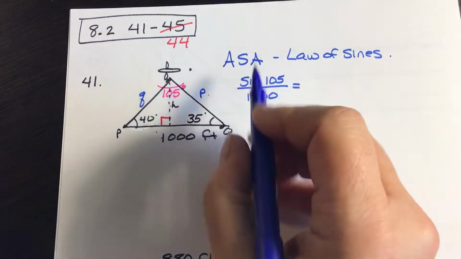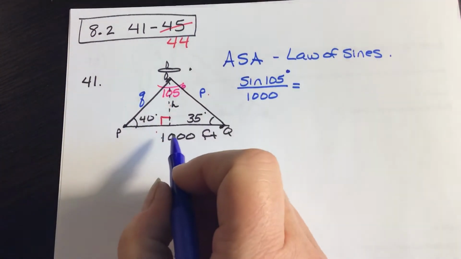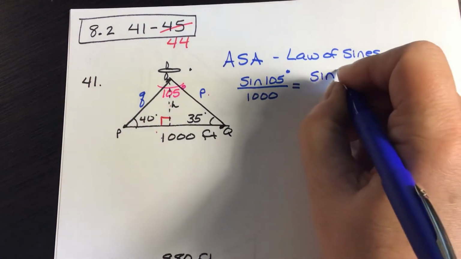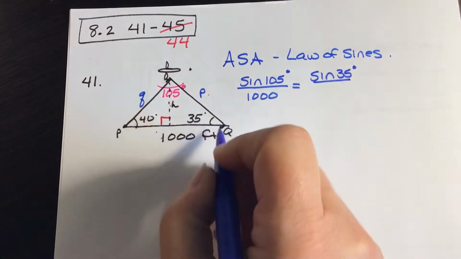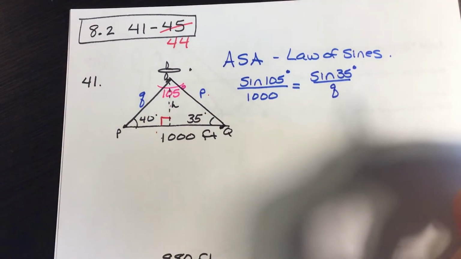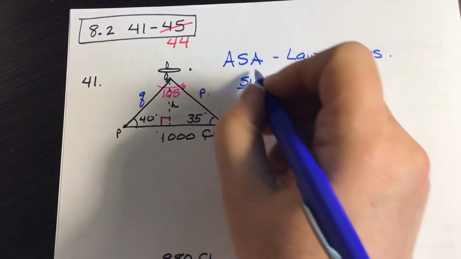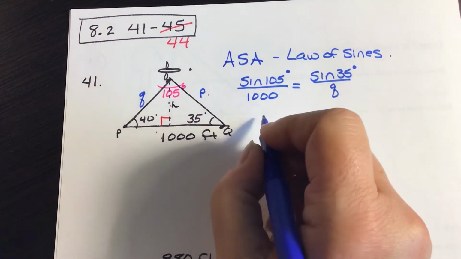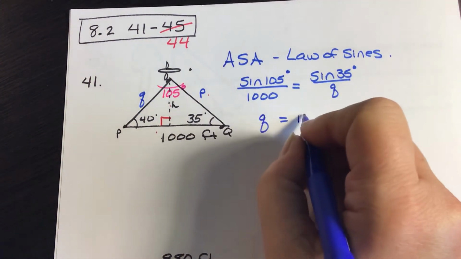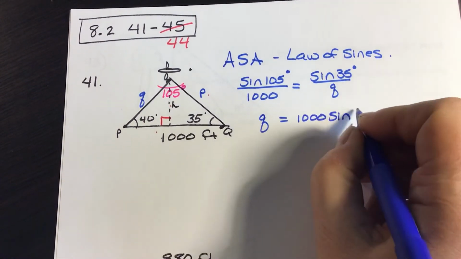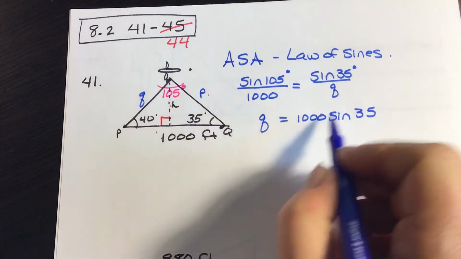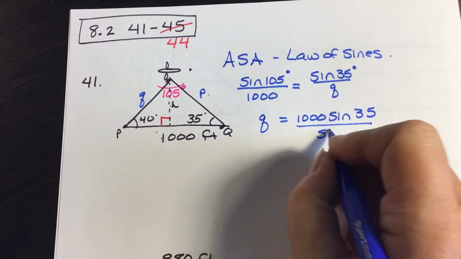So I have sine 105 over 1,000. Let's do sine 35 over, that's angle Q, so that would be the length of side Q. So to solve for Q, I'm going to move Q over to this side, multiply both sides by Q, and multiply this side by 1,000. And then this would be Q times sine 105, and I need to divide by sine 105.